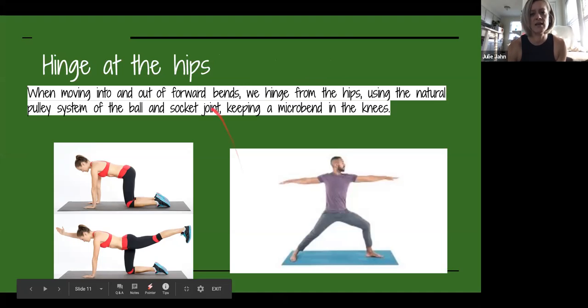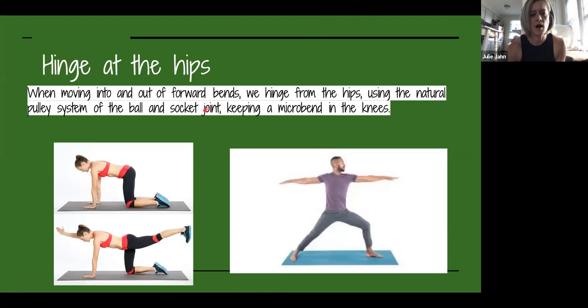Hinging at the hips. Anytime we're moving, especially in and out of forward bends, we want to make sure that we hinge at the hip. So I usually have people put their hands at the hips. Here is the hip where his t-shirt and his pants meet. You can even see here, anytime you do a lunge, where the lower body and the upper body converge, that is the hip, that's the hinge point.